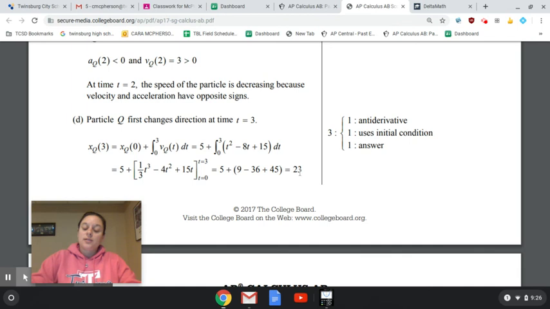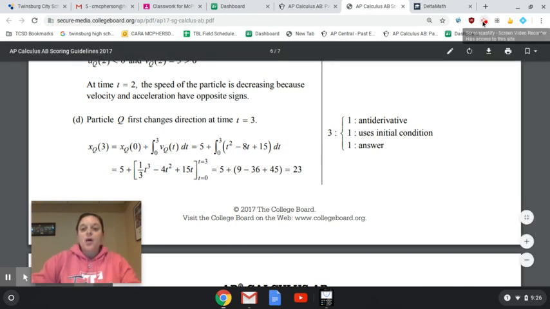Now on the test that you're going to take, since you can use a calculator, they would not have you do the integration by hand, but they could have you set up integrals and show what that represents. So again, integrate velocity, you get position. So that is question 5.